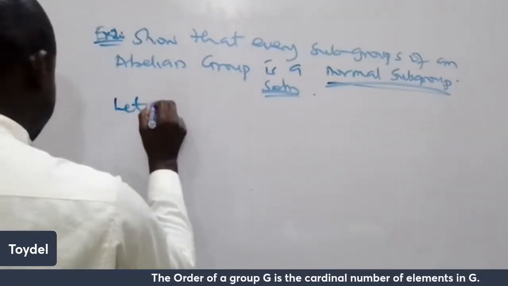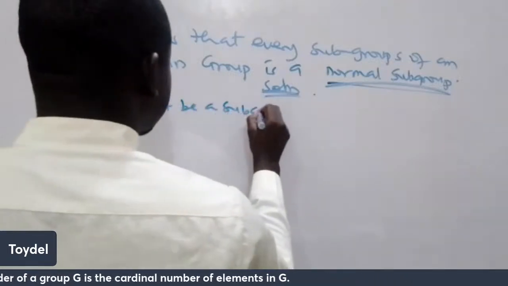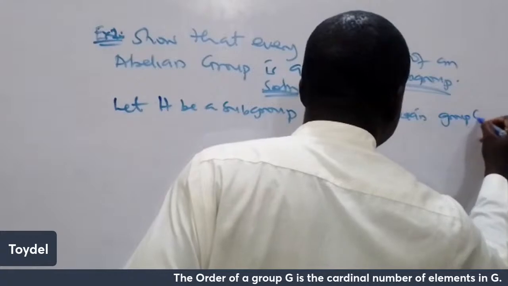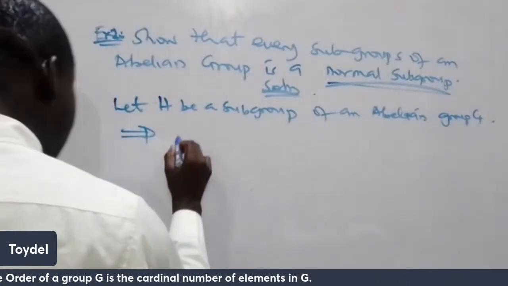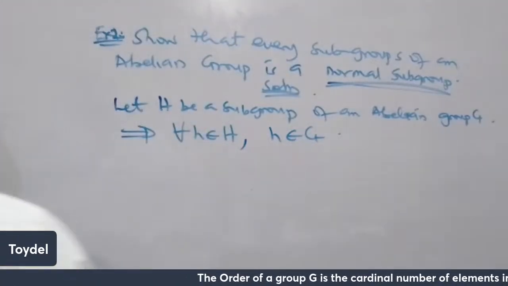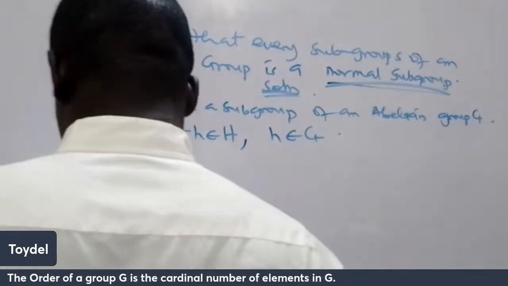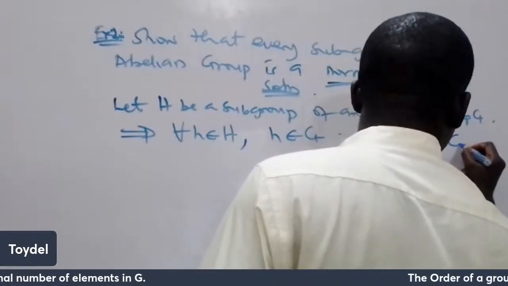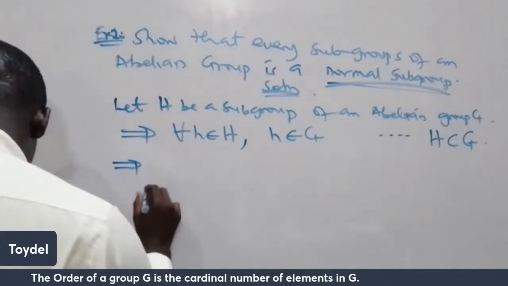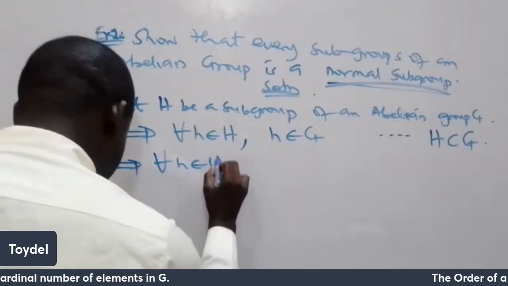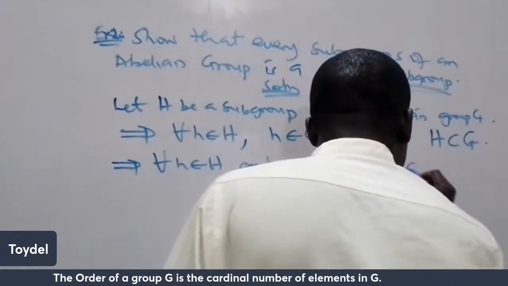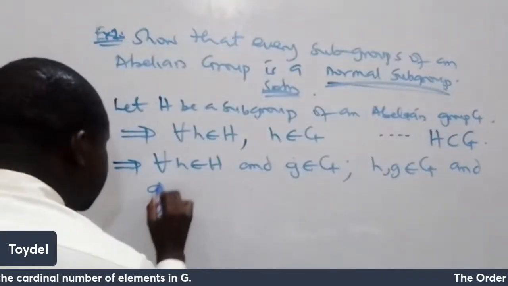So how do we approach it? We say let H be a subgroup of an abelian group G. This implies that for all h in that subgroup H, we have h belongs to G. That simply means H is a subgroup of G. Then this also implies that for all h that belongs to H and g that belongs to G, we have hg that belongs to G and g inverse that belongs to G.